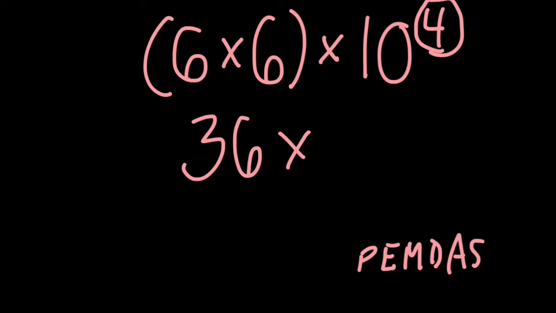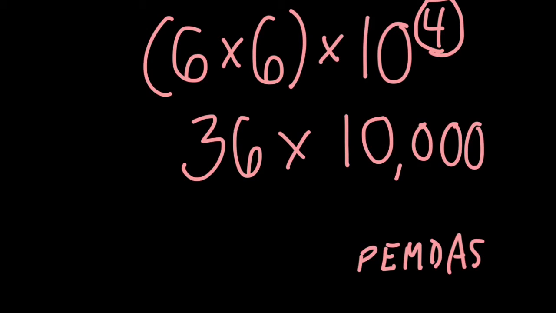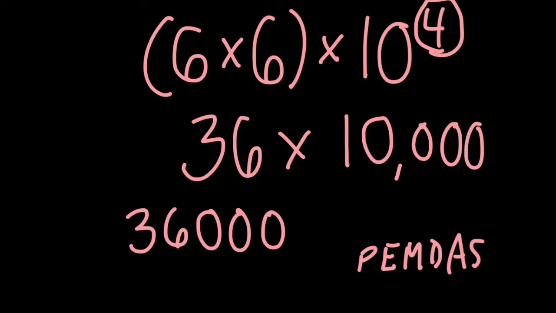36 times, and then we're going to move over to the exponents, and the exponent here is 4, so I'm going to do 10 times 10 times 10 times 10, 4 times, so that means I have 4 zeros. So I'm doing 36 times 10,000. And 36 times 10,000 is 36 with 4 zeros. So I'm going to put it right here. So it's 360,000 as my answer. I hope you got the same.